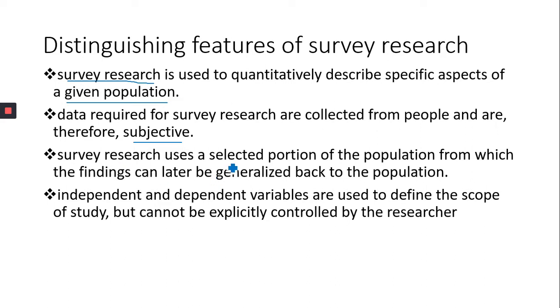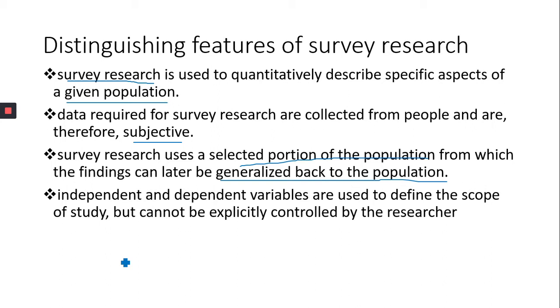So survey research uses a selected portion of the population, from which the findings can later be generalized back to the population. This is very, very important. When we went last year, as I told you, through all the 14 regions of the country, we did not ask each and everyone. It was selected people within a region. So those people are somehow going to represent the entire region.